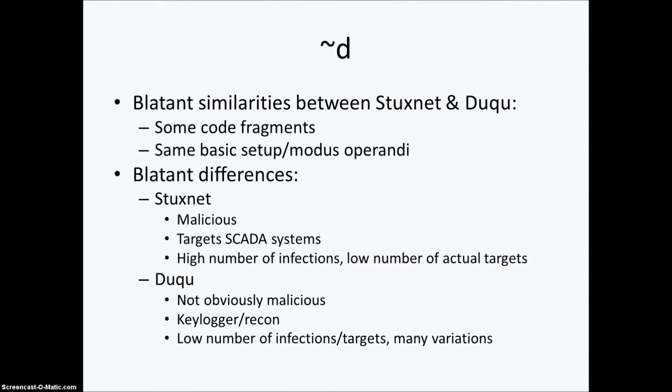Only about 50 targets received these emails. So it was a very, very low number of infections, but all of the targets were very specific. Also, each of those targets was sent a unique copy of Duqu. No two copies of Duqu, so far at least, have been found to be exactly the same.